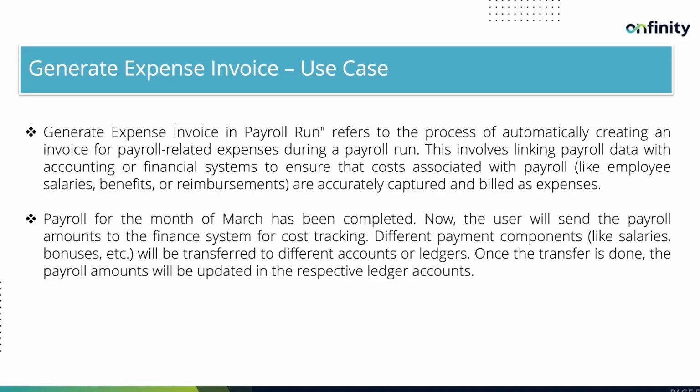So, as a use case, the user needs to transfer the processed payroll amount for the month of March to the finance system. The payroll for the month of March has been completed and verified. Now, the user will send the total payroll amount to the finance system for proper cost tracking and accounting. Different payment components from the payroll, like basic salary, bonuses, or allowances, will be transferred to different corresponding accounts or ledgers in the finance system based on the configuration. Once this transfer is done, the payroll amount for these components will be updated in their respective ledger accounts.